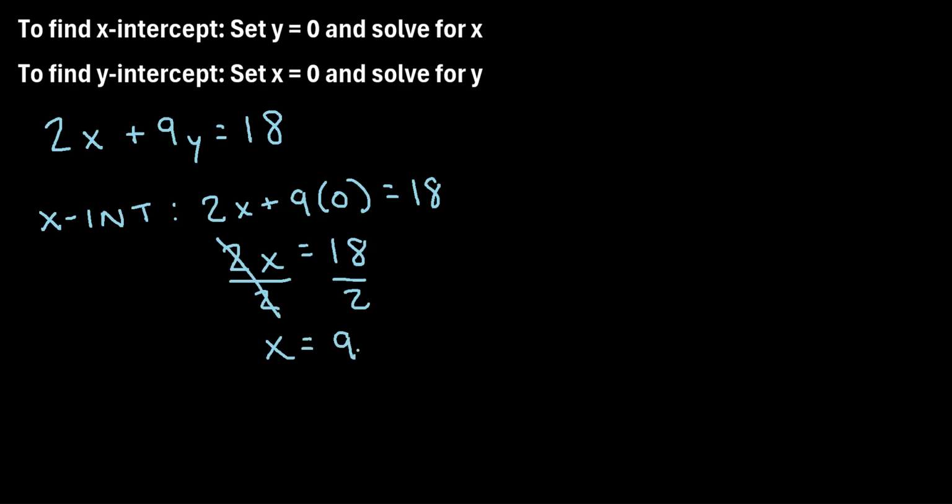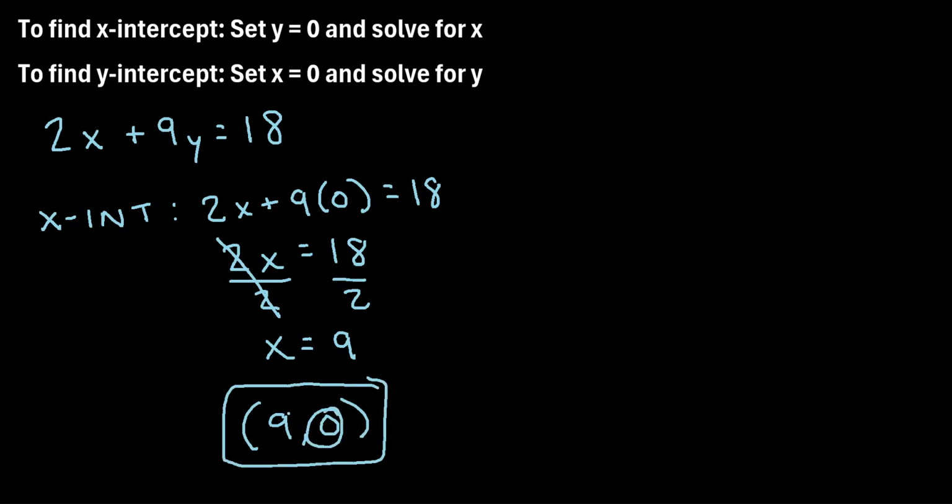is 9. So the x-intercept is 9, or if we wanted to write it as a coordinate pair, we would write 9, 0. So when y is equal to 0, x is equal to 9. So these are the coordinates of the x-intercept. In other words, this is where the linear equation crosses the x-axis.